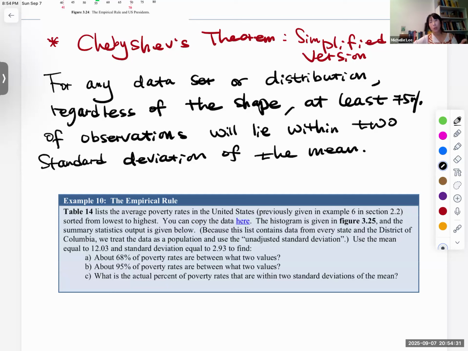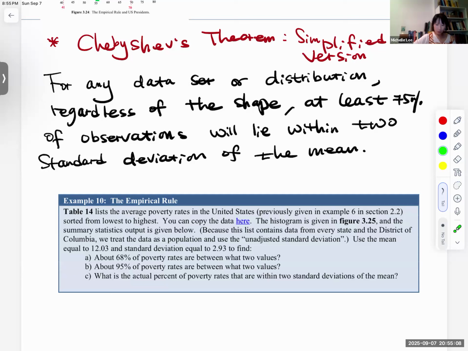So we found earlier, by the empirical rule, that we have 95% within two standard deviations. And then Chebyshev said that it's at least 75%, so it could be more, because at least means it starts at 75%. But then we found from the empirical rule that there is 95%. Make sense to you? Okay.